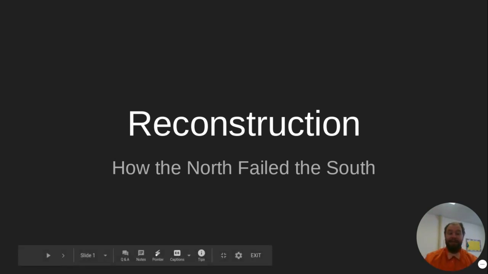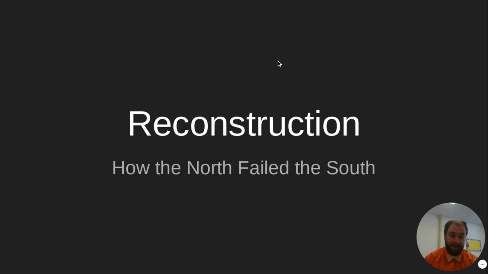Today, we're going to talk about Reconstruction, which is how the North failed the South after the Civil War. Reconstruction was meant to change the Southern culture and change the South to make it more amicable, and a better part of our Union, but it fell way short of that. We'll talk about that a little bit.